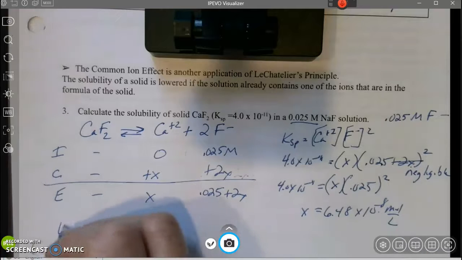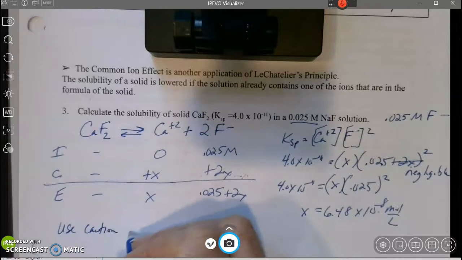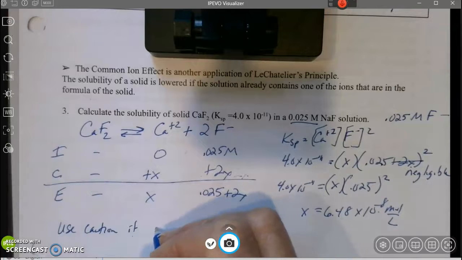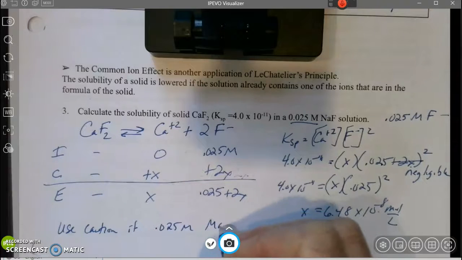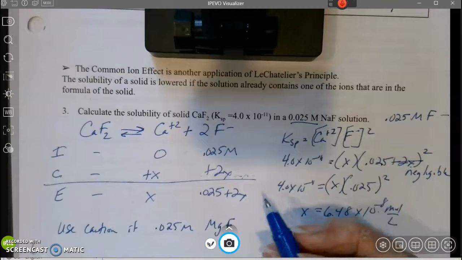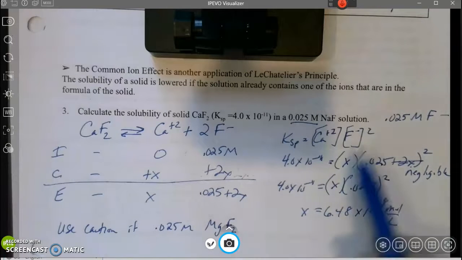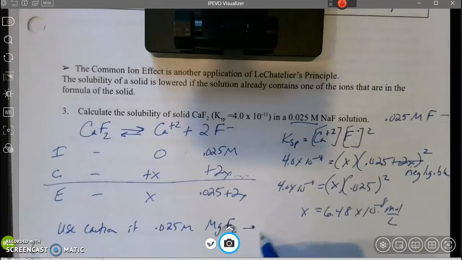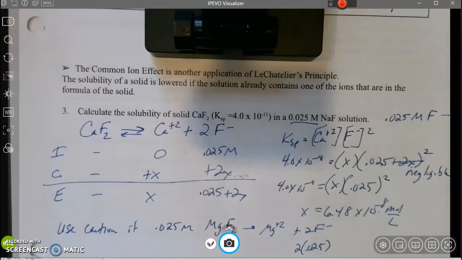Now I do want to give you a word of caution. If you had this 0.025 molar MgF2 instead of calcium or sodium fluoride, because you get your Mg ions plus 2 F minus ions, so you would actually have 2 times the 0.025. So if we used magnesium fluoride, our problem would change to our KSP. It'd be 0.050 plus 2x squared.